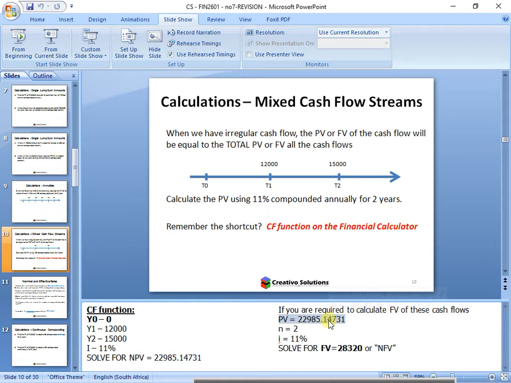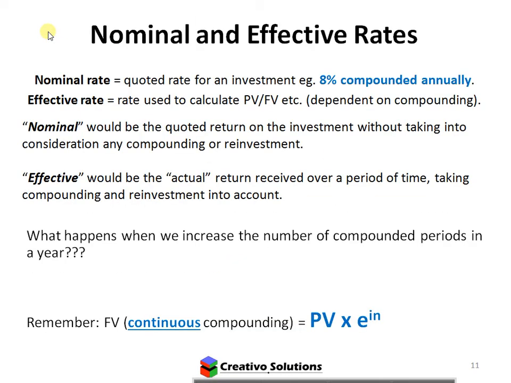Happy? Sure? Alright. Next bit. Nominal and effective. What's a nominal rate? It's the quoted rate. Okay, do you use quoted rates in calculations? No. Okay, so the effective rate takes compounding into account and it looks at reinvestment in compounding.